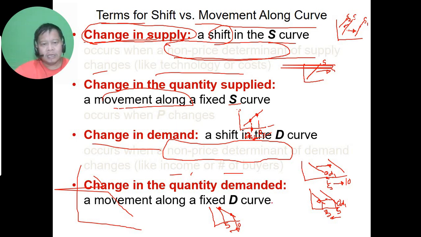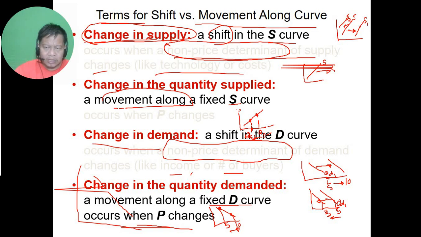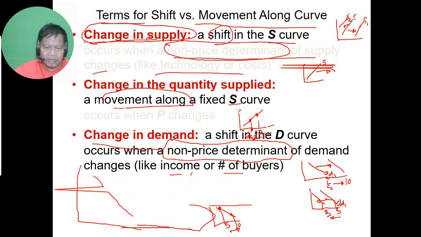Okay, so understand this well. A change in the quantity demanded, a movement along the fixed demand curve, occurs when price changes. So the cause of a change in quantity demanded is the price. But a change in demand, this is the shift, because of income, number of buyers, and maybe the price of substitute goods, the price of complementary goods, the price of normal goods, and the price of inferior goods. Those we discussed last time.